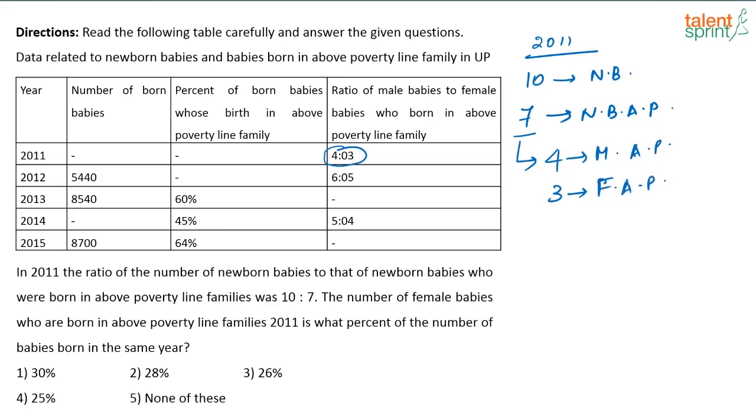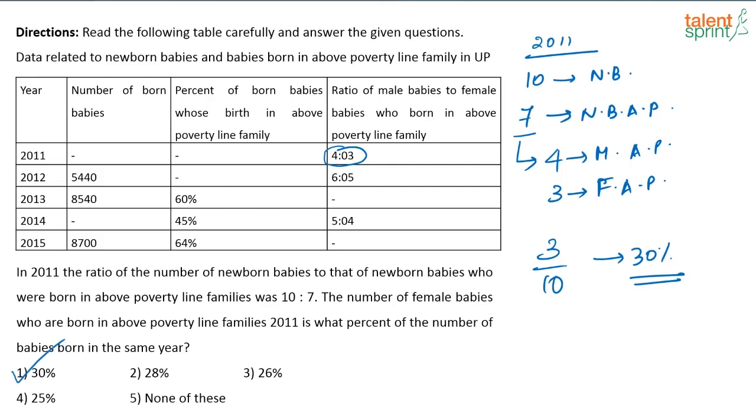So what is the question? The number of female babies who are born above poverty line families in 2011 is what percentage of the number of babies born in the same year? So 3 out of 10. What percentage is this? 30%. Right? Answer is option 1.